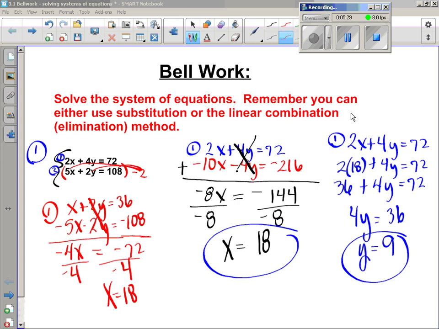Because I'm just looking at each equation separately. Whatever you do to one side of an equation, not every equation, you have to do to the other side. So all I was doing was just simplifying this.